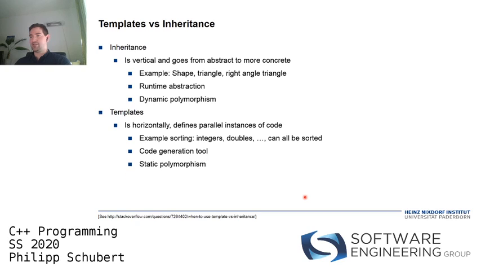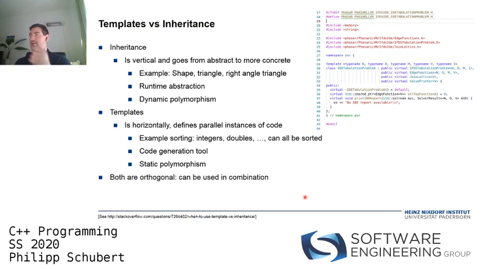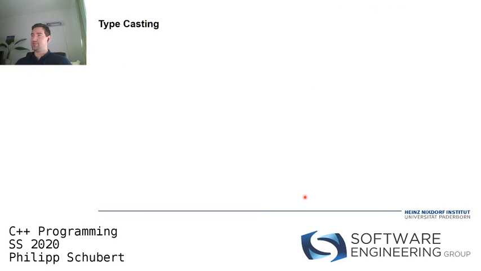Whereas in templates you have just static polymorphism, so everything is fixed statically at compile time, and then you can't change any behavior at runtime. Yeah, and again, both can be used in combination. I already showed you the example on the last slide. And here again. Okay, so that's my point. Okay, that would be pretty much it.